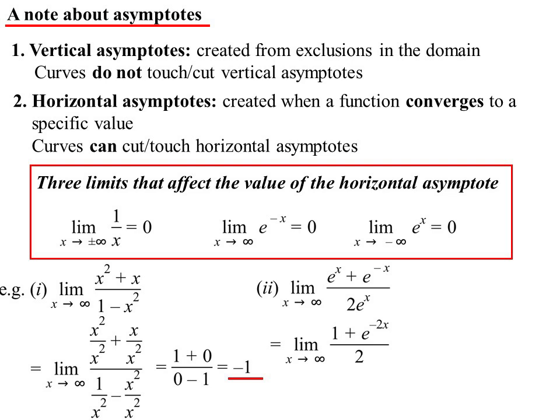That now allows me to look at this limit because the e to the negative 2x, it's the backwards exponential, that's going to approach 0 and I'm left with a half. So I know what that one's doing. It's converging to y equals a half.